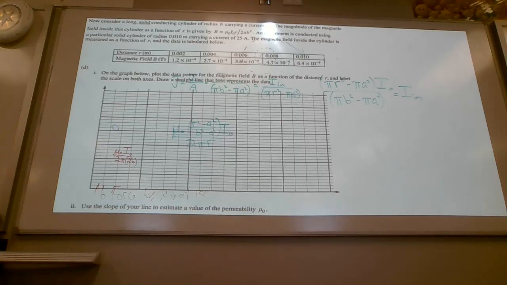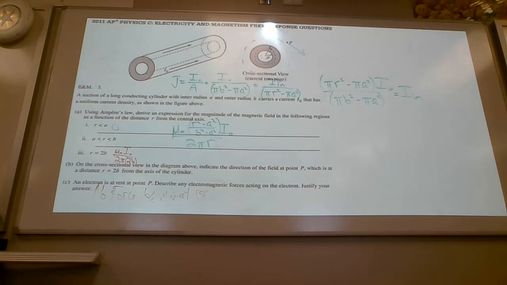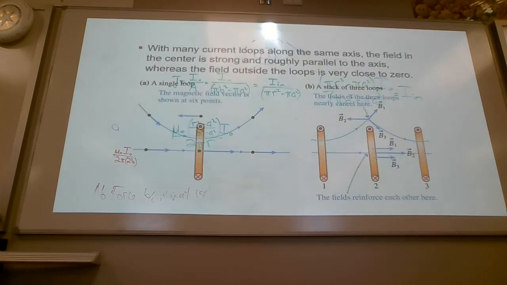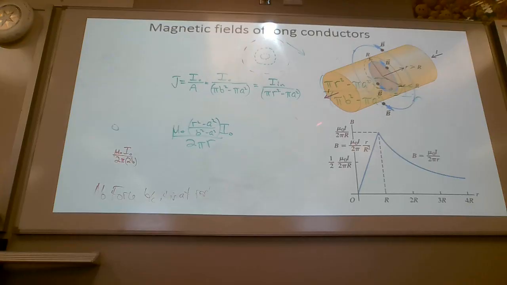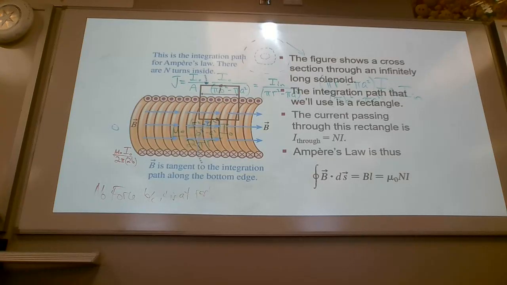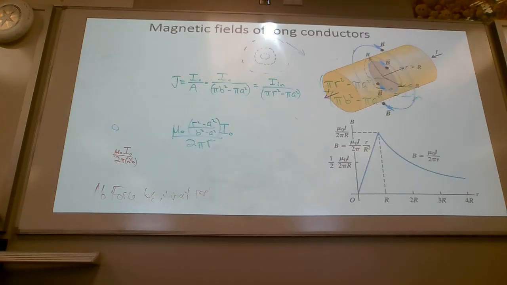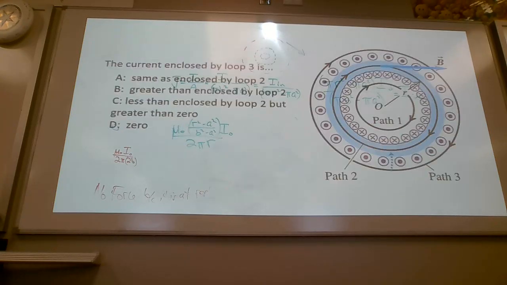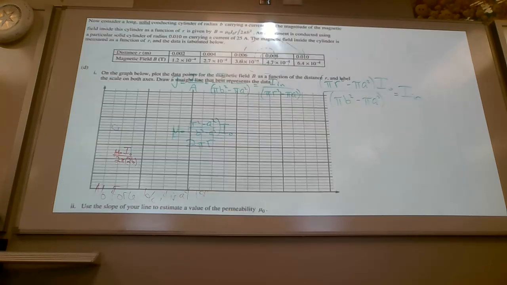Now consider a long solid cylinder. A solid. Okay, so we're finding the magnetic field inside the cylinder as a function. Okay, we did this. We did this already. And they gave us that equation inside.